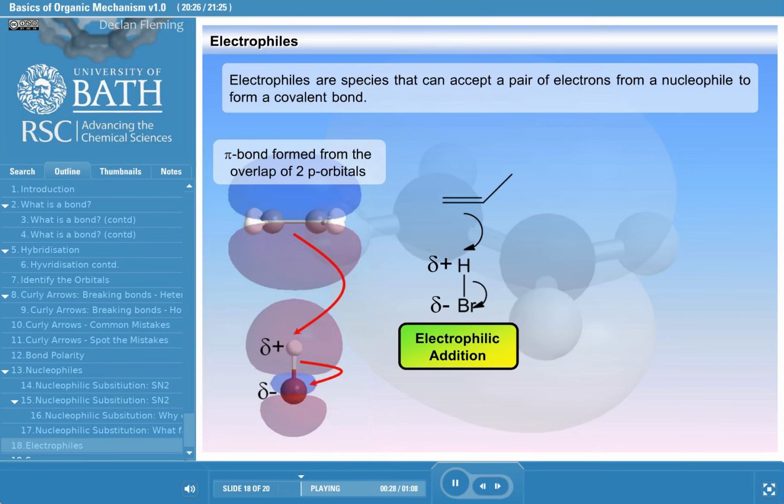Notice the similarities of the first step to SN2. We have a source of electrons which move towards a species which happens to have a partial positive charge, but more importantly, it has a leaving group that can be displaced.